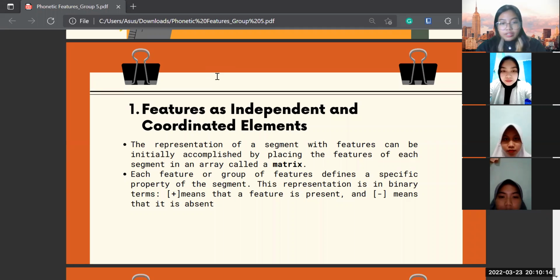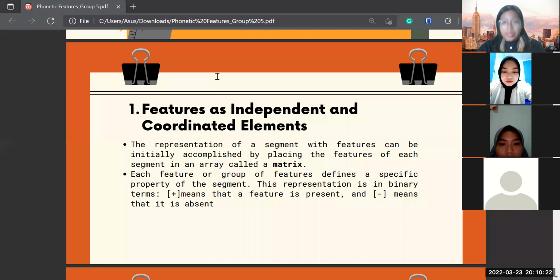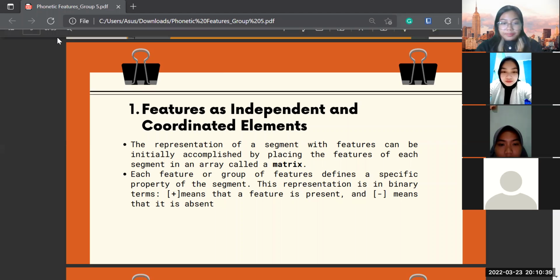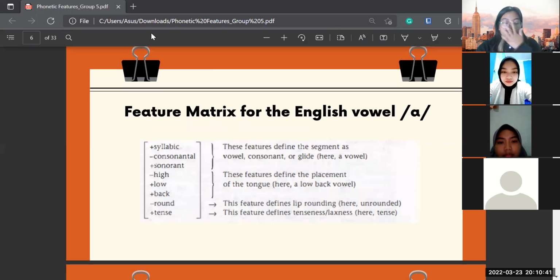The representation of a segment with features can be initially accomplished by placing the features of each segment in an array called a matrix. Each feature or group of features defines a specific property of the segment, and this representation is in binary terms. Plus means that a feature is present, and minus means that it is absent. Here you can see a feature matrix for the English vowel.